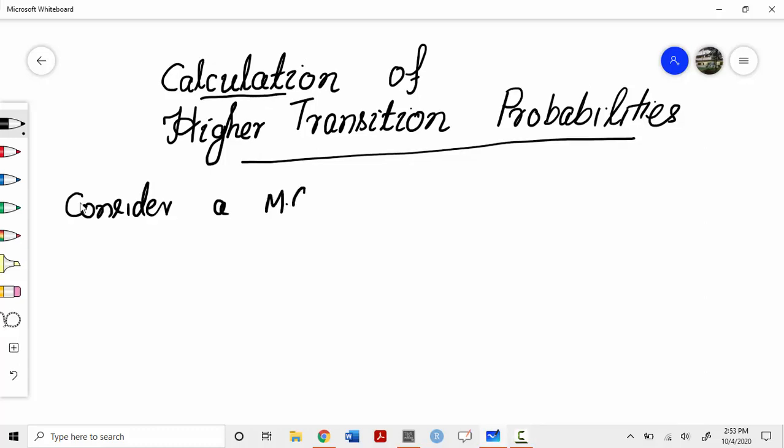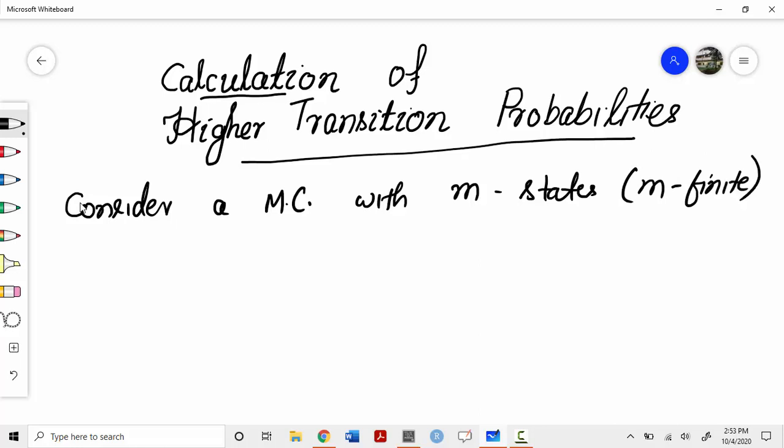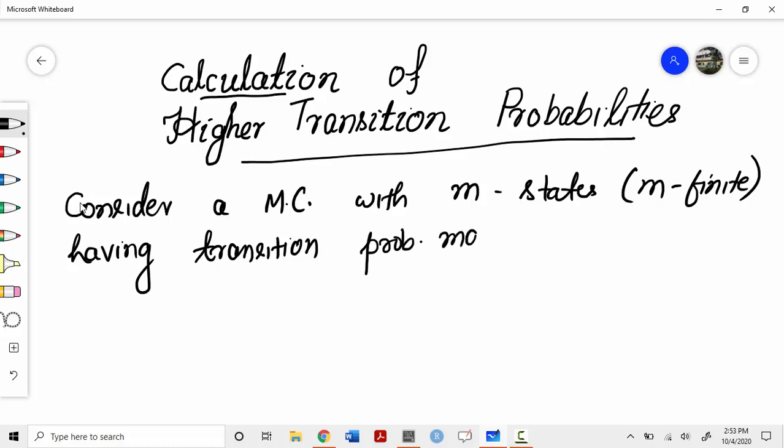A Markov chain with m states, m is finite, having transition probabilities matrix P equal to Pij, an m cross m matrix.